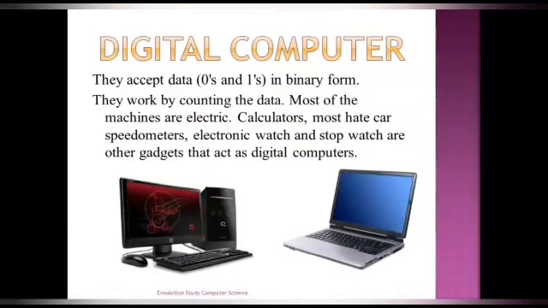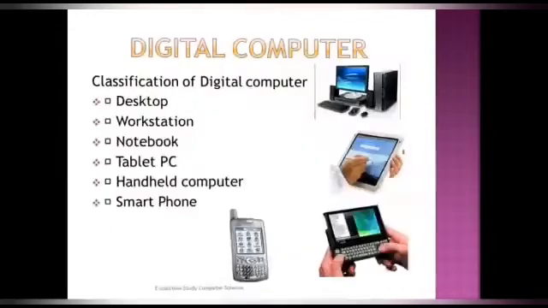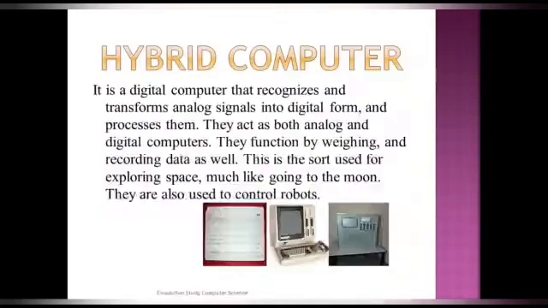Now, what is a digital computer? As the name suggests, they accept data, zeros and ones, in binary form only. They work by counting the data. Most of the machines are electric: calculators, speedometers in cars, electronic watches, and stopwatches are other gadgets that act as digital computers. Now let's take a look at the classification of digital computers. First comes the desktop, then the workstation, then the notebook, then the tablet PC, then the handheld computer, and then the smartphone.